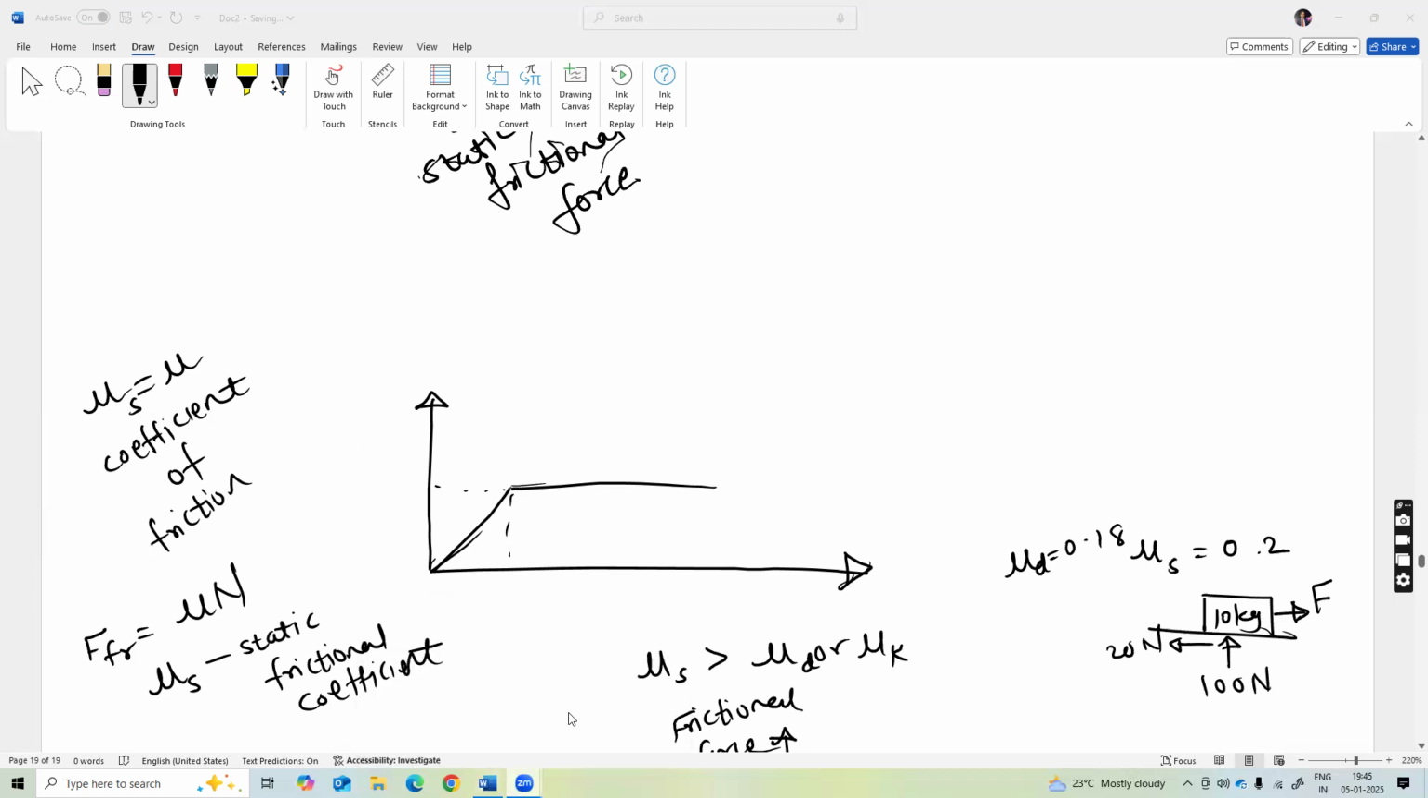Is it clear? Sir, if applied force is the same as the frictional force, then will the object move or be in a stationary position, sir? It will be stationary. Means if it is equal to the limiting frictional force, then it will be in a stationary position. It will not move. Net force will be zero, so it will not move. Okay, sir.